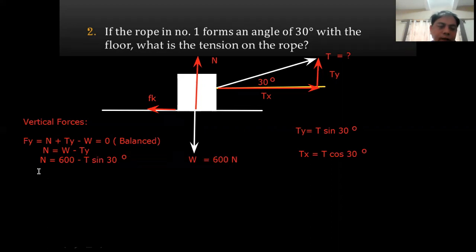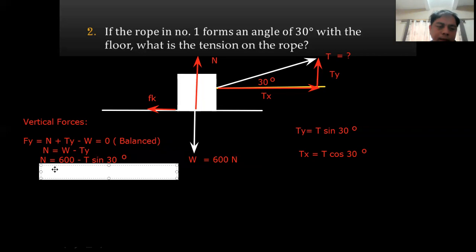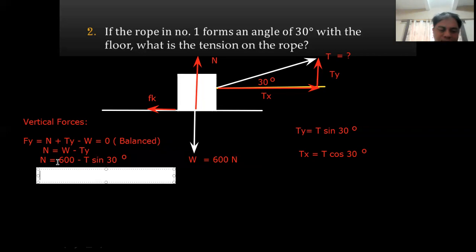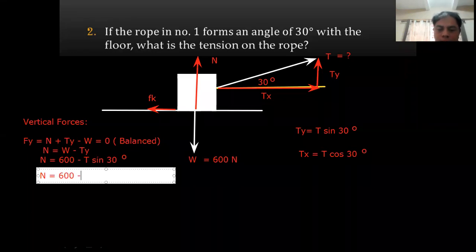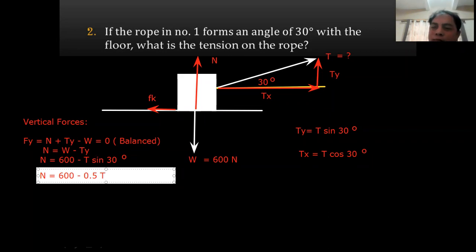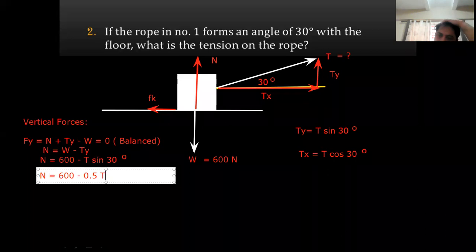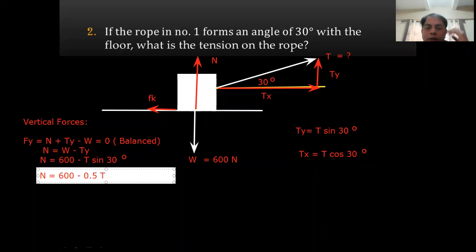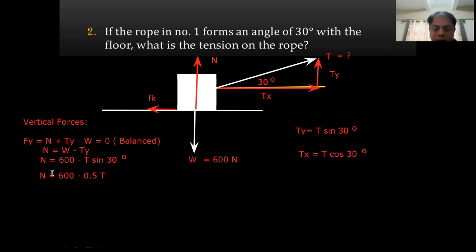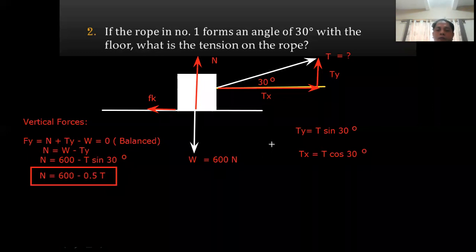If we try to find N there, we need the value of sine 30 degrees. The decimal equivalent of sine 30 degrees is 0.5, so we have 0.5 T. You can get your calculator and check the value of sine 30 degrees. So from your vertical forces, this is our resulting equation for our vertical force.